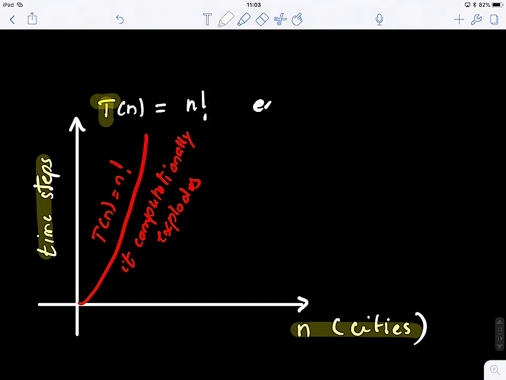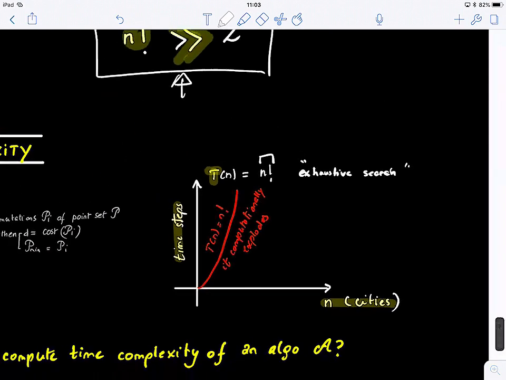So you can see if we're using the exhaustive search solution, the time will be in the order of n factorial, which is, the algorithm basically computationally explodes. It will not converge if you give it, for example, 1,000 cities. So you'll wait for a long time to have the results.